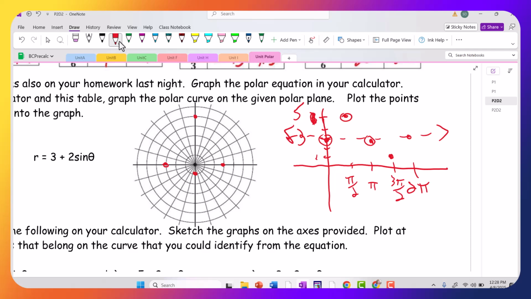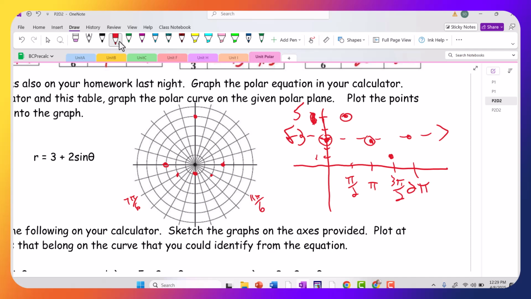So what happens here and here? I'll plug in something simple like 7 pi over 6. What's sine of 7 pi over 6? Negative a half. Negative a half of 2 is negative 1. Negative 1 plus 3 is 2. So 1, 2. And then the same thing happens at 11 pi over 6. Same output. 1, 2.